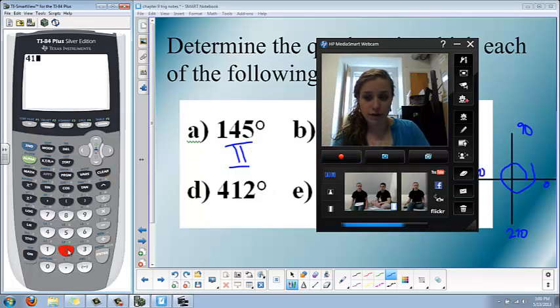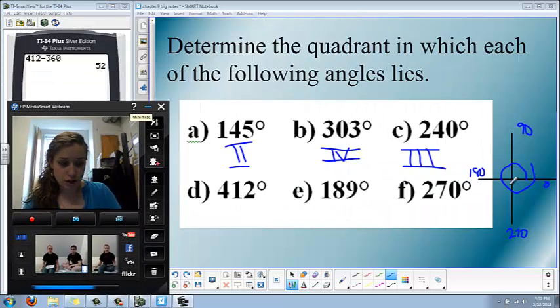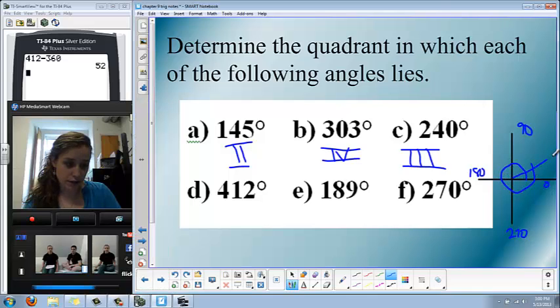So what if we take 412 and we subtract 360? How much further would we go? We would keep going another 52 degrees. So that means that this angle went all the way around to 360, and then we went another 52, so we're probably around here somewhere in the first quadrant.